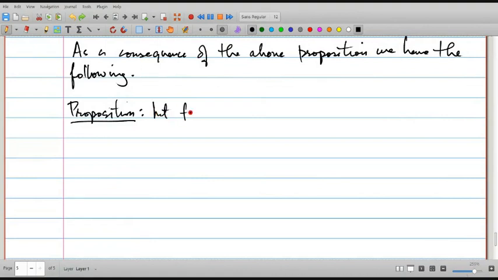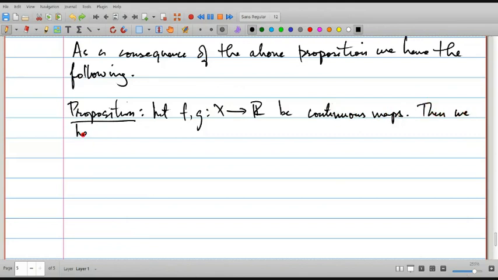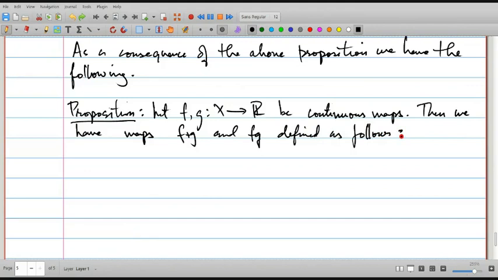So let f, g from X to R be continuous maps. Then we have maps f plus g and fg defined as follows. These maps are defined even when f and g are not continuous. So f plus g at the point x is equal to f of x plus g of x.